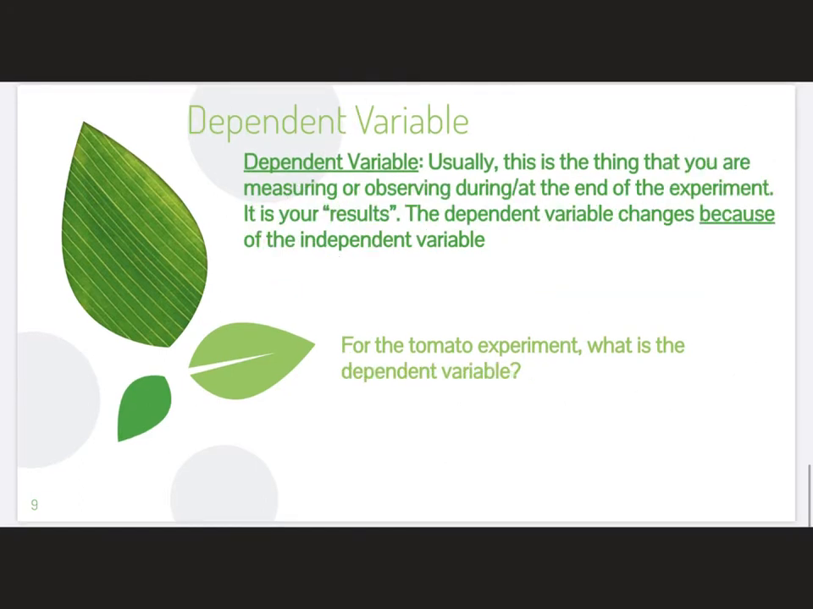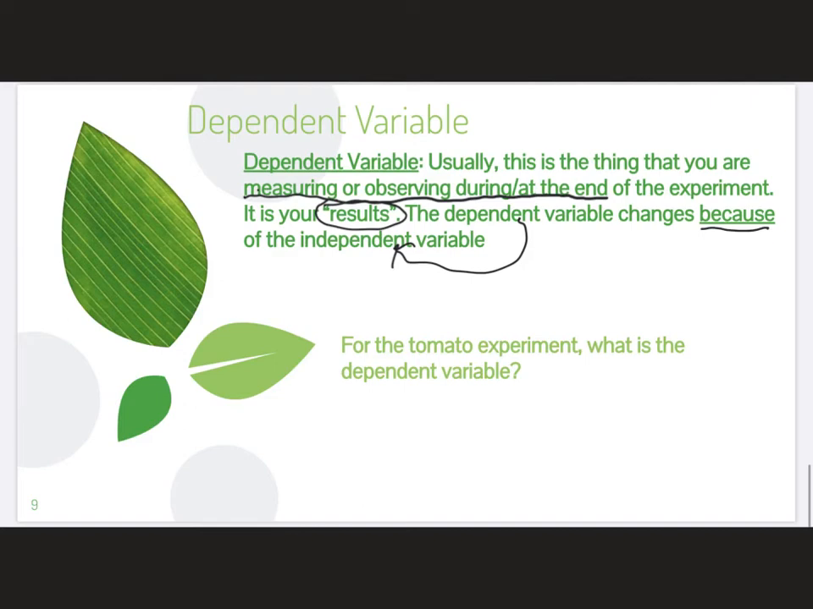The sort of partner of the independent variable is the dependent variable. Usually you can identify this because this is the thing that you are measuring or observing during the experiment or at the end of the experiment. It's kind of what you would think of as your results. The real test is that the dependent variable changes because of the independent variable. That's why they're named that way. The dependent variable depends on the independent variable.